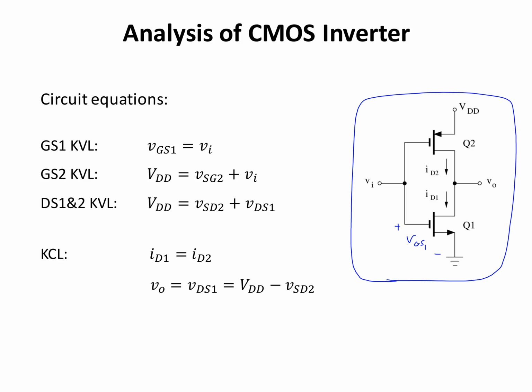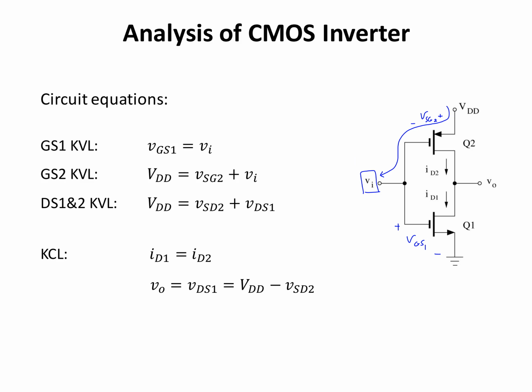From this KVL, I know that VI is equal to VGS1, and for transistor 2, the gate to source KVL, which is this path, is going to tell me that VDD equals VSG2 plus VI. So I have another KVL from the loop that has drain to source of transistor 1 and source to drain of Q2. So let's label this one.